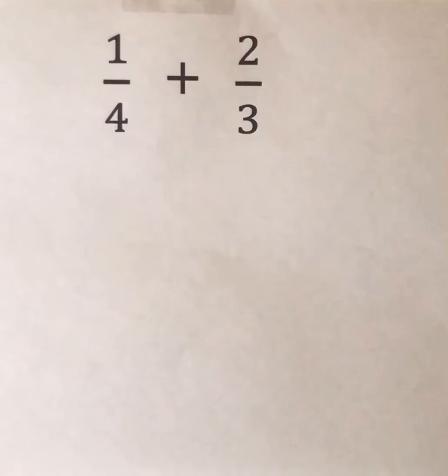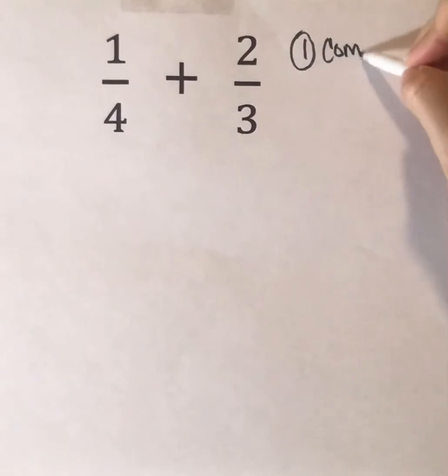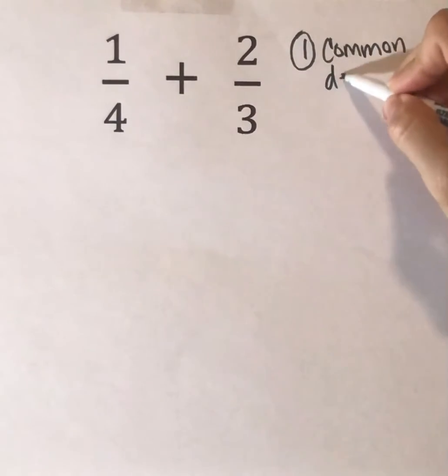Okay, today we're going to be solving fractions. Specifically, we're going to be adding two fractions. So we've got 1/4 plus 2/3. In order to add a fraction, the first thing that you have to do is find a common denominator.